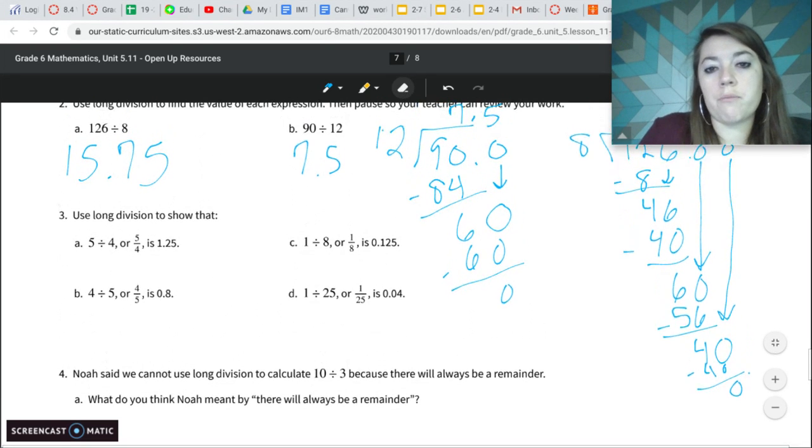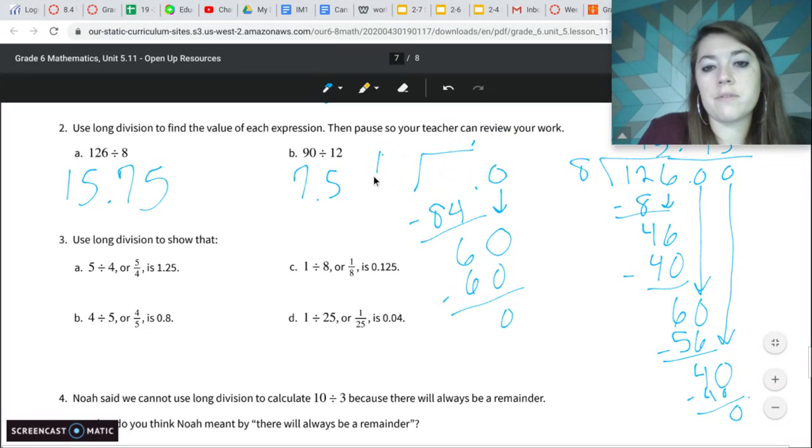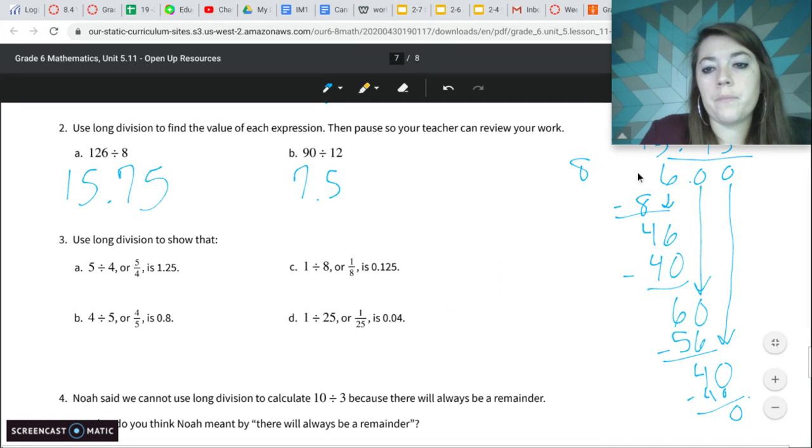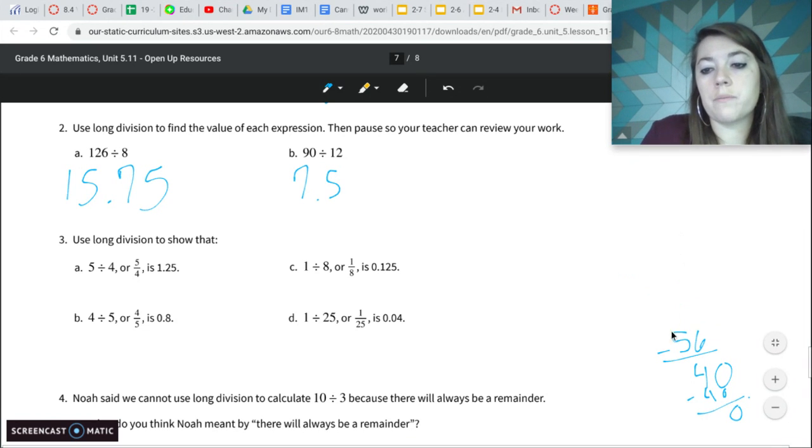So I'm going to erase this stuff so I have space to write, hopefully. So if we think about this, the 5 is being divided by the 4. So 4 can go in there how many times? Once.